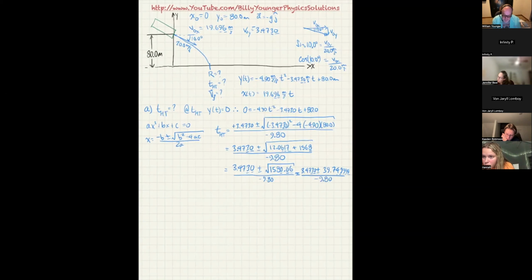So if I take the 3.47 and I add it, in other words, I use the top symbol because it says plus or minus. If I add it, then I get a positive number that's around 40-ish something. And then I'm dividing it by negative 9.8. That's going to give me a negative number. So that doesn't make any sense. But if I subtract it, I'm going to get a negative number, and then I'm going to divide it by a negative number. So that does make sense. So this plus sign is not reasonable or physical.